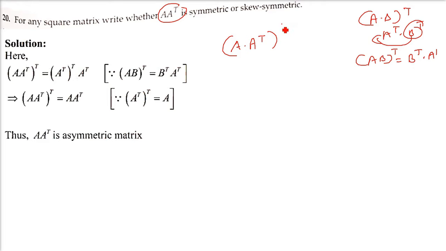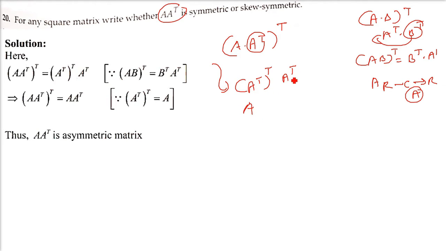Transpose is nothing but changing rows into columns. So we'll take the transpose of the second one and then A transpose. So what is the transpose of a transpose? When we change rows to columns and columns to rows again, it will be the same. So the transpose of a transpose will be the original matrix, which is going to be A only. And this is A transpose. So when we took the transpose, the same matrix came.